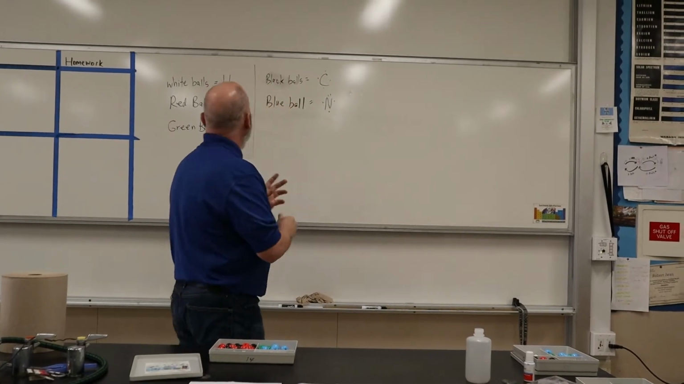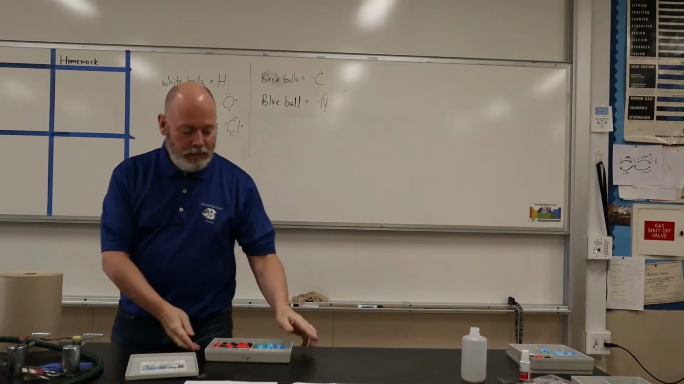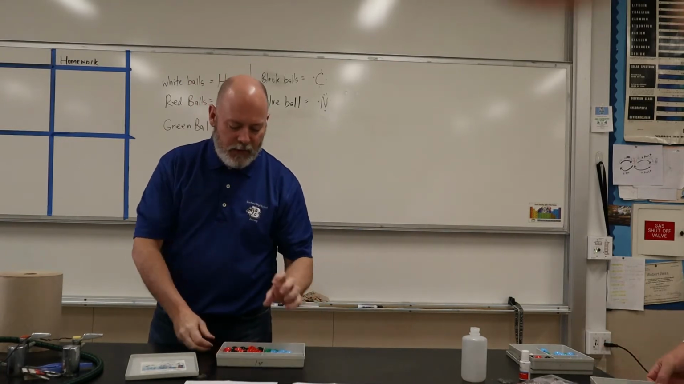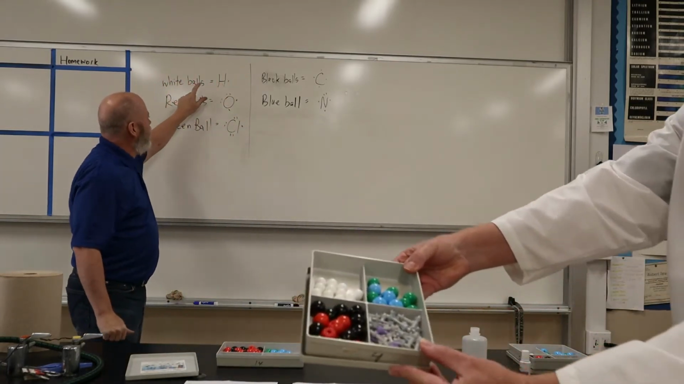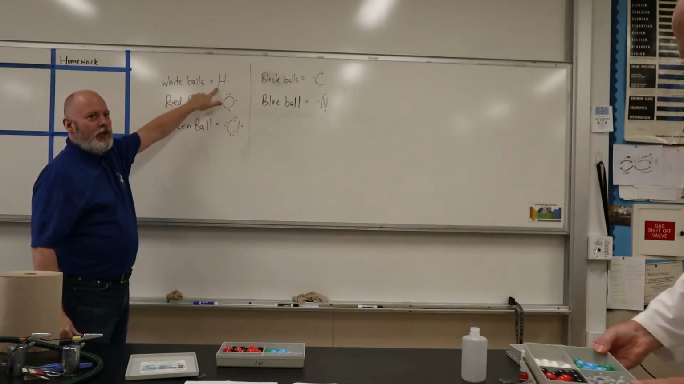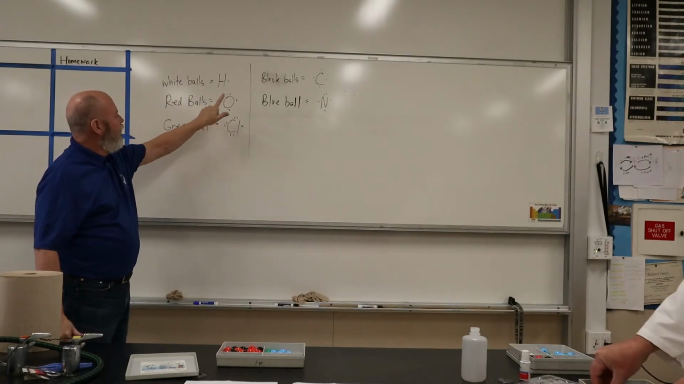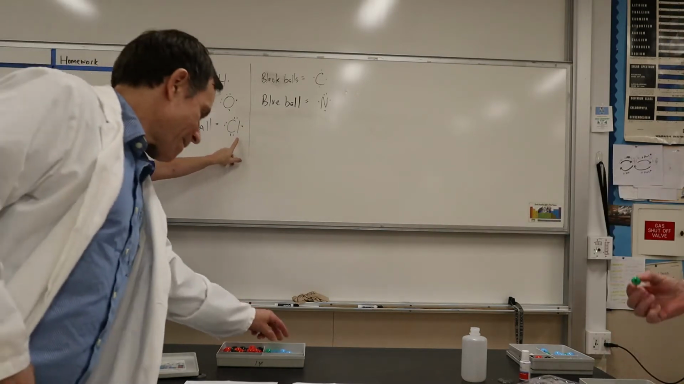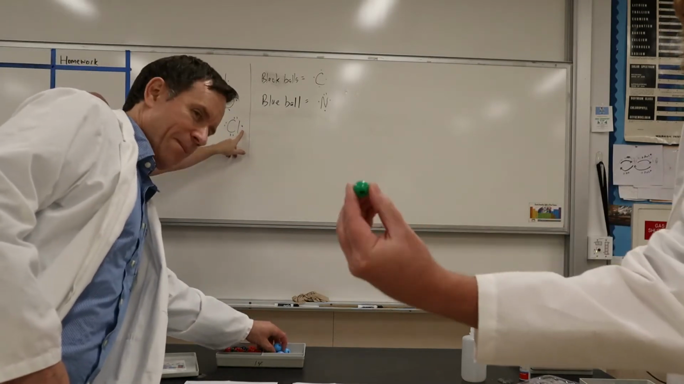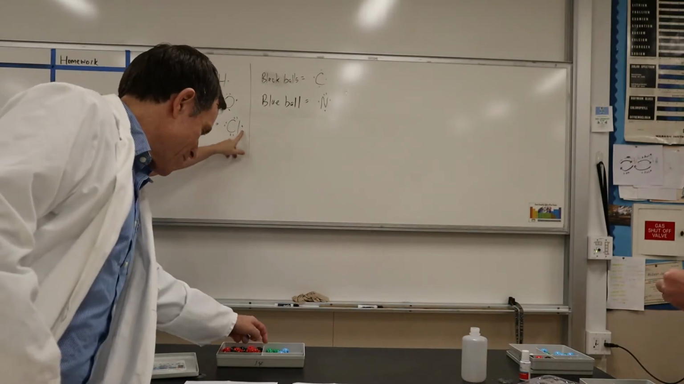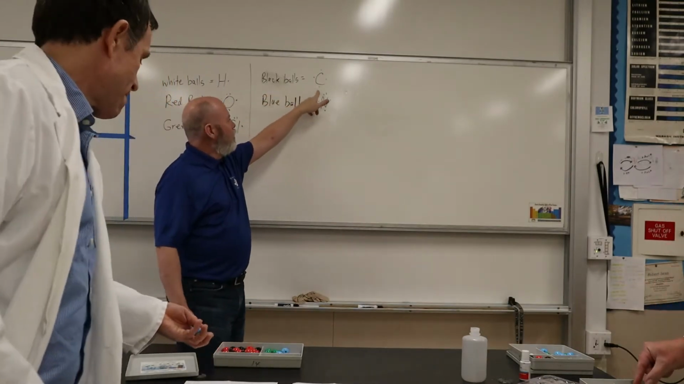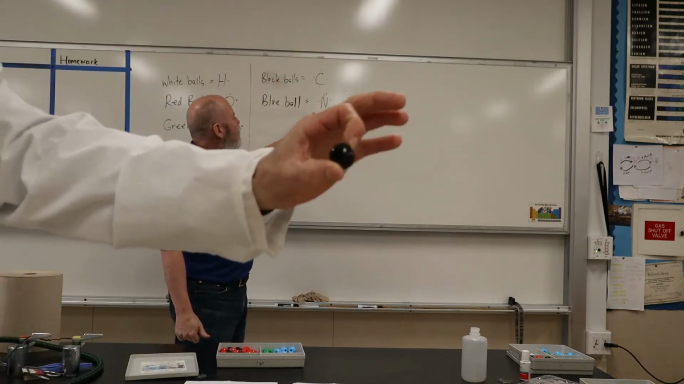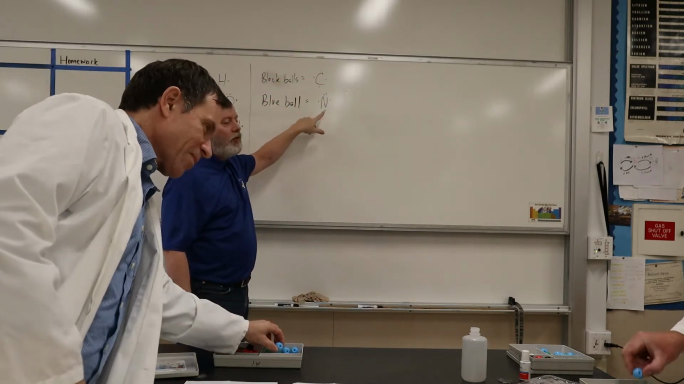Okay, so in the kit, and normally you and your partner would do this, we got different colored balls and some sticks. The white balls represent hydrogen. The red balls, oxygen. The green ball can represent any halogen, but we're gonna do chlorine. The black balls represent carbon, and the blue balls represent nitrogen.